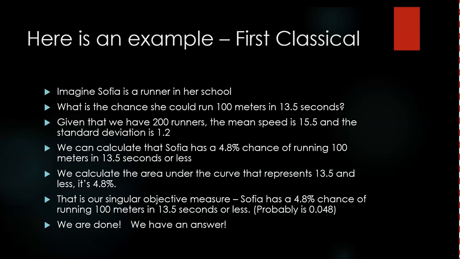And that is our singular objective. It becomes our prior knowledge, right? It becomes the knowledge that we have. So it's really not prior to anything until we apply Bayesian methods, but it becomes the knowledge that we have. Sophia has a 4.8% chance of running 100 meters in 13.5 seconds or less, and that translates to a probability of, that's not supposed to say probably, of 0.048. So we're done. We have our answer, that it's going to be a 4.8% chance.